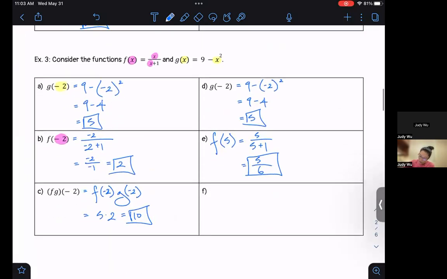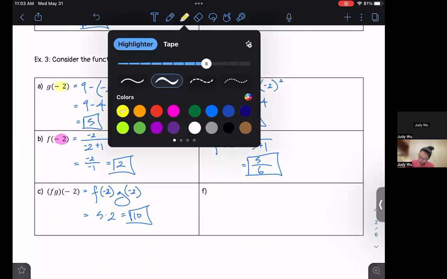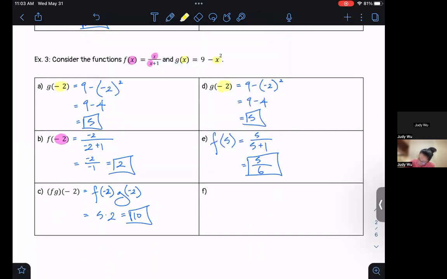Now let's see what we did here. We put negative 2 into the g, and then we got a number out. And then we took that output and put it into the other function. That's where that 5 and that 5 came from.